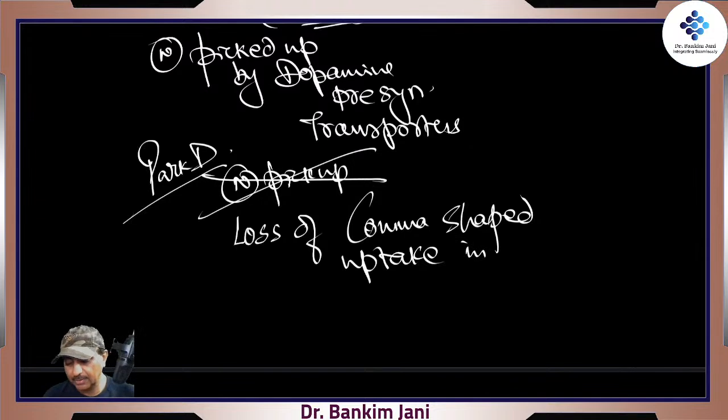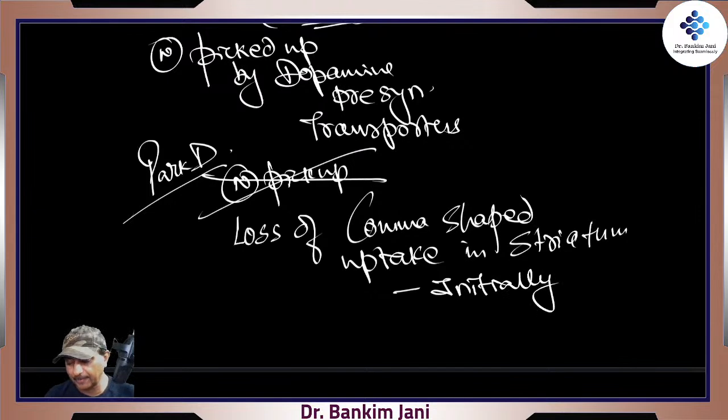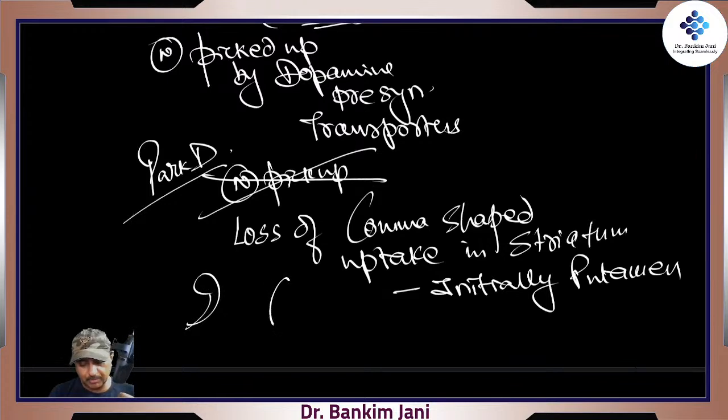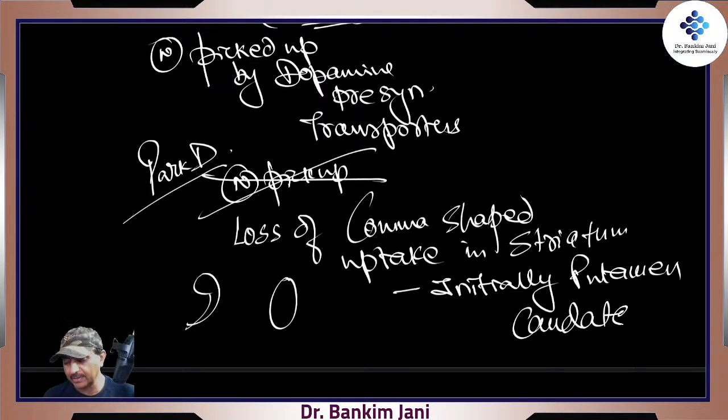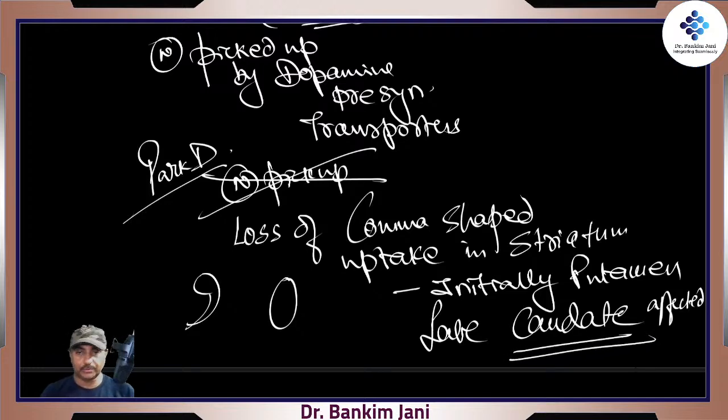Comma shaped uptake in striatum. So when it looks like this, you find out that it is the putamen. Things are not picked up by putamen. Then gradually from comma shaped pickup, which is normal, it will become oval. When it becomes oval, that means even the caudate is affected. So later, caudate affected, right? So important.